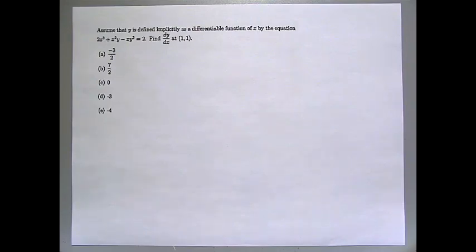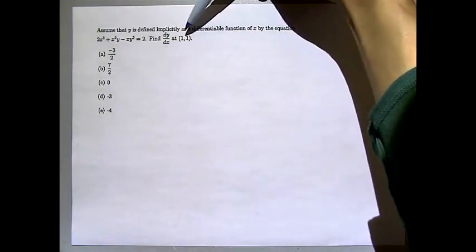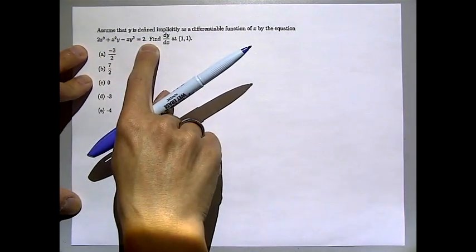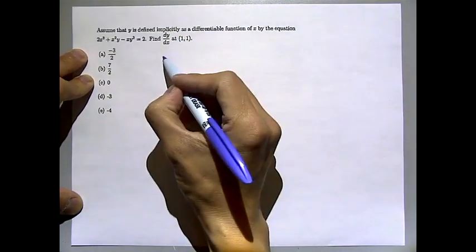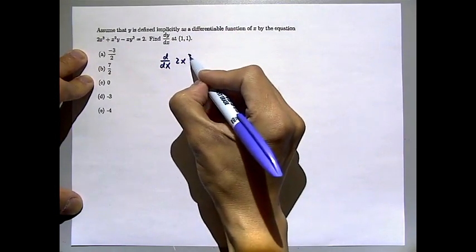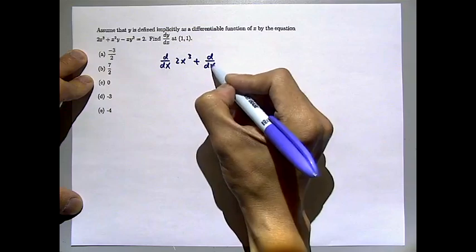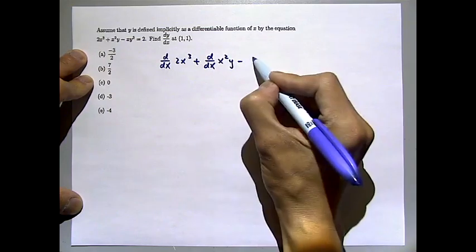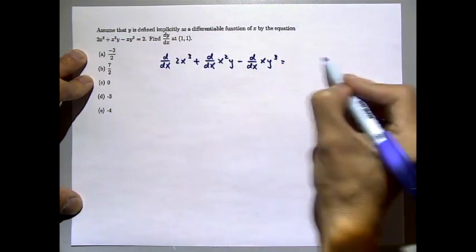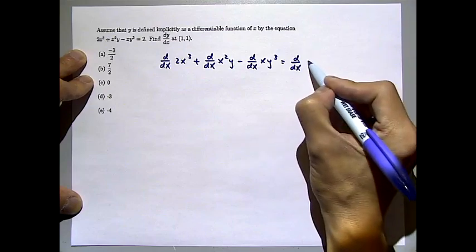Just like any of these problems, plugging in is the last thing you deal with. Get the derivative, then plug in. Never plug in anything right away. Okay, you know how to do this. You take the derivative on both sides with respect to x. So we take the derivative of 2x cubed plus the derivative of x squared y minus the derivative of xy cubed equal to the derivative of 2.